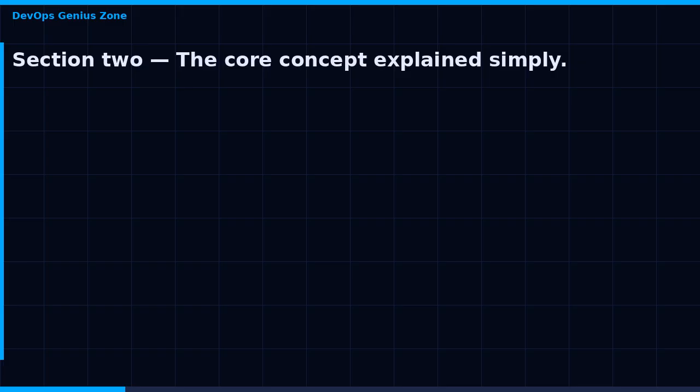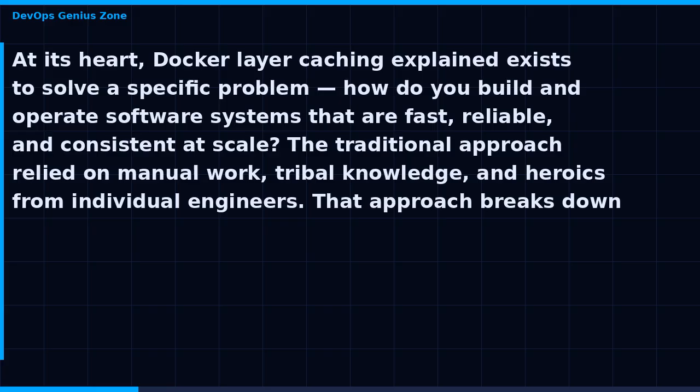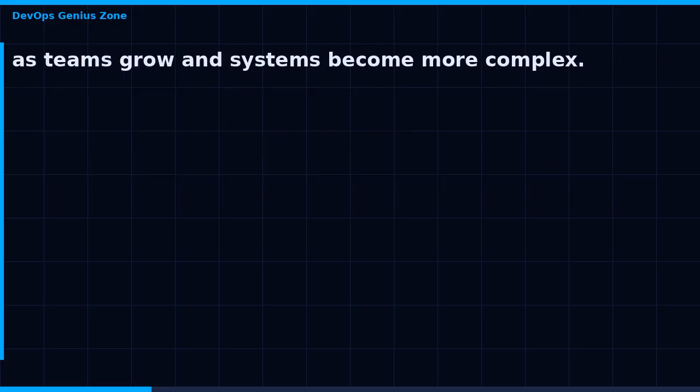Section 2: The core concept explained simply. At its heart, Docker layer caching explained exists to solve a specific problem: how do you build and operate software systems that are fast, reliable, and consistent at scale? The traditional approach relied on manual work, tribal knowledge, and heroics from individual engineers. That approach breaks down as teams grow and systems become more complex.